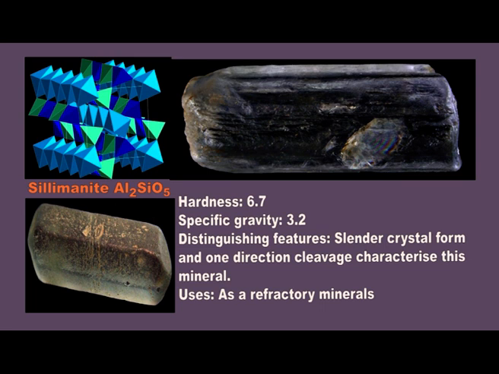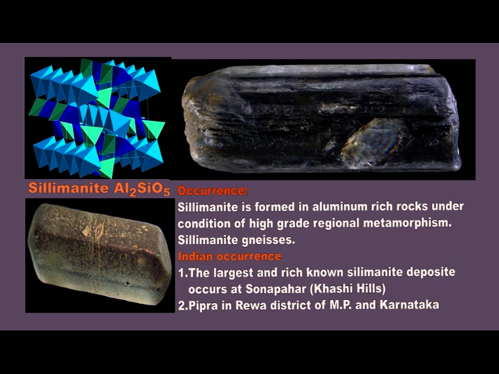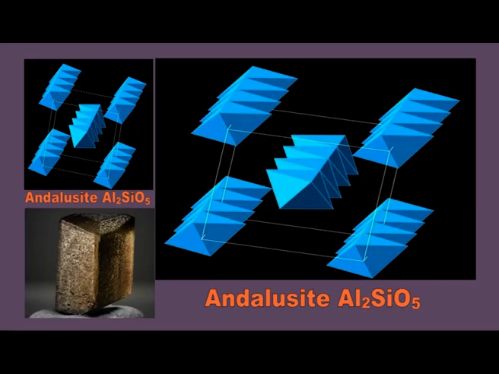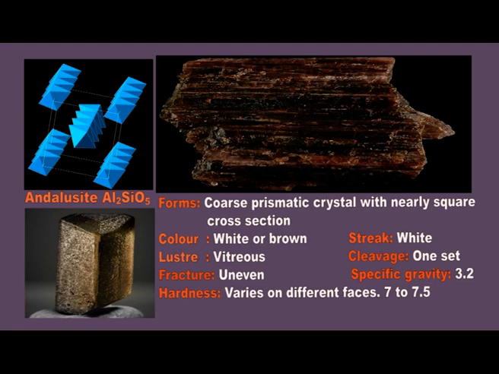Uses: as a refractory mineral. Occurrences: sillimanite is formed in aluminum rich rocks under conditions of high grade regional metamorphism. Indian occurrences: the largest and richest known sillimanite deposit occurs at Sonapahar, Khasi Hills, Meghalaya, Piparia in Rewa district of MP, and Karnataka.